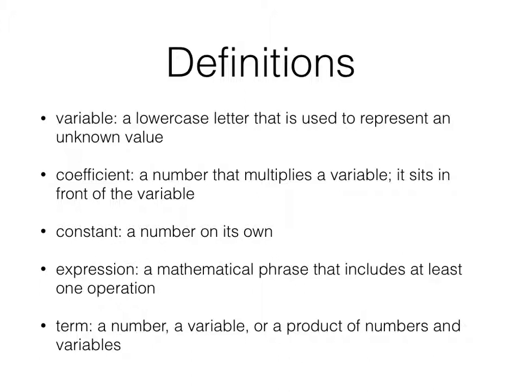Constant. It's a number on its own. So it doesn't have any other values on it. If it's a minus, it's a negative, and if it's a plus, it's a positive. So in our 3x plus 7, our constant would be positive 7.